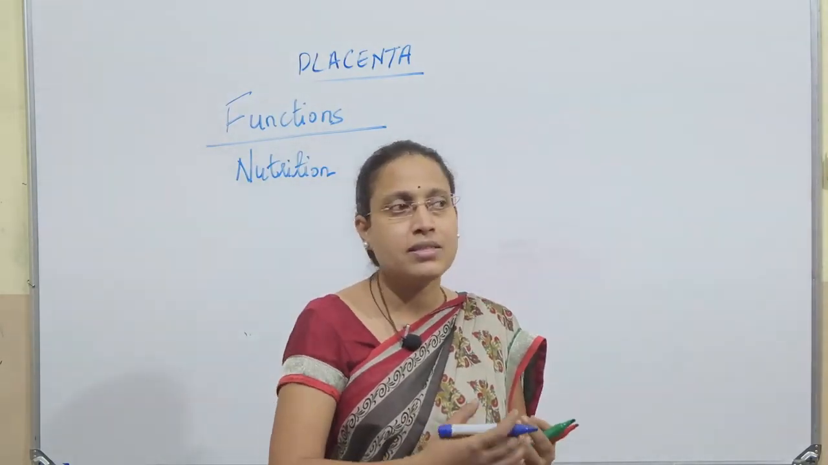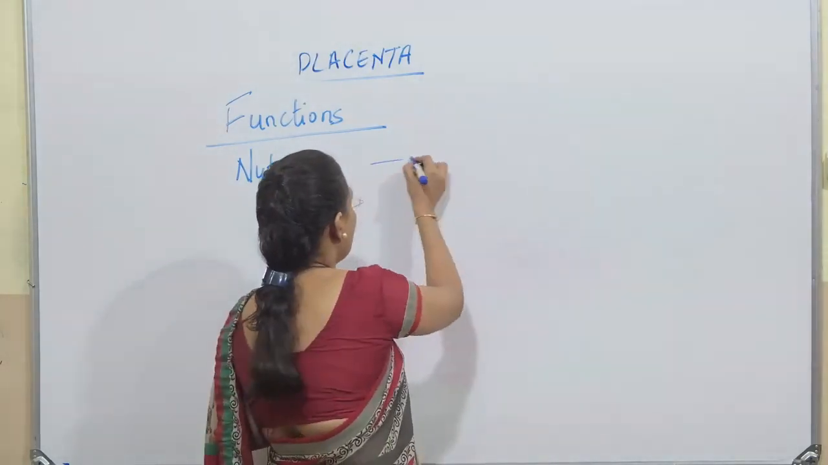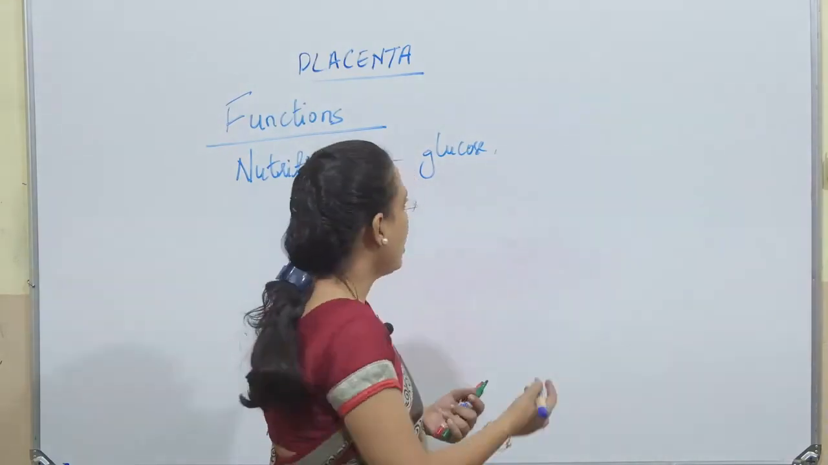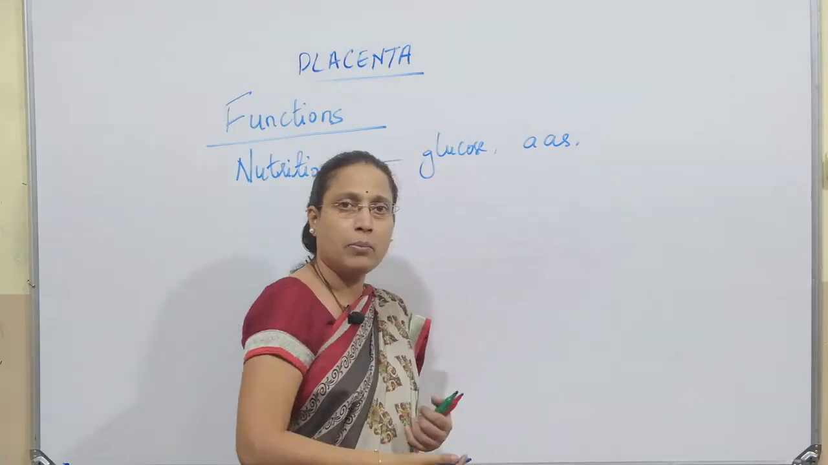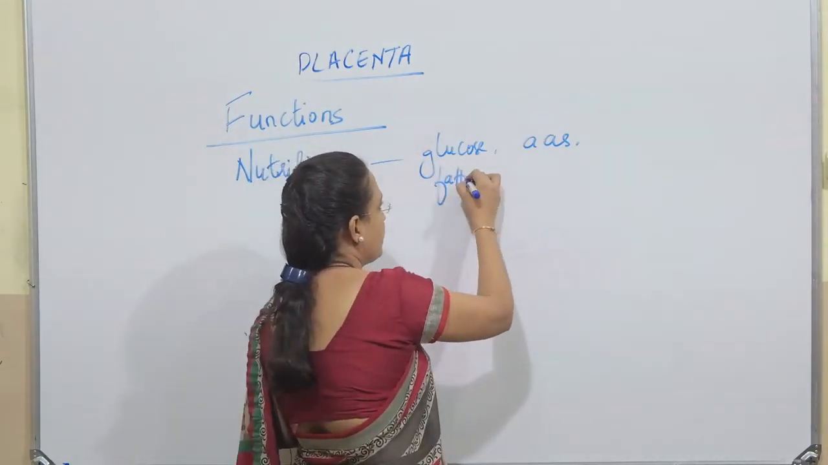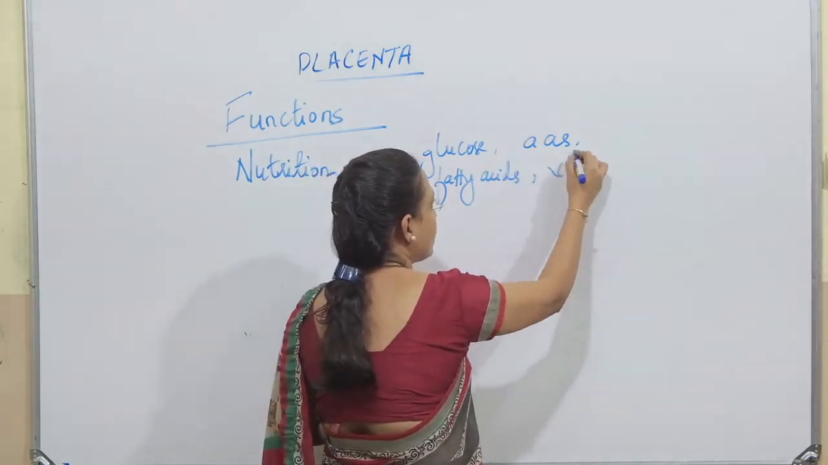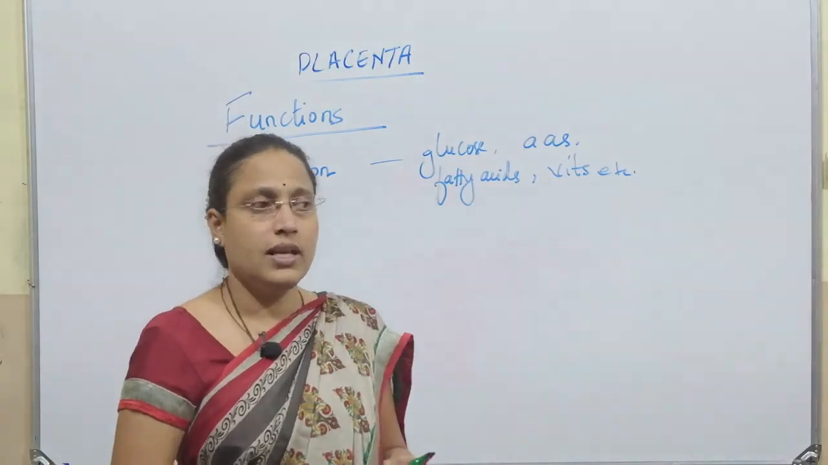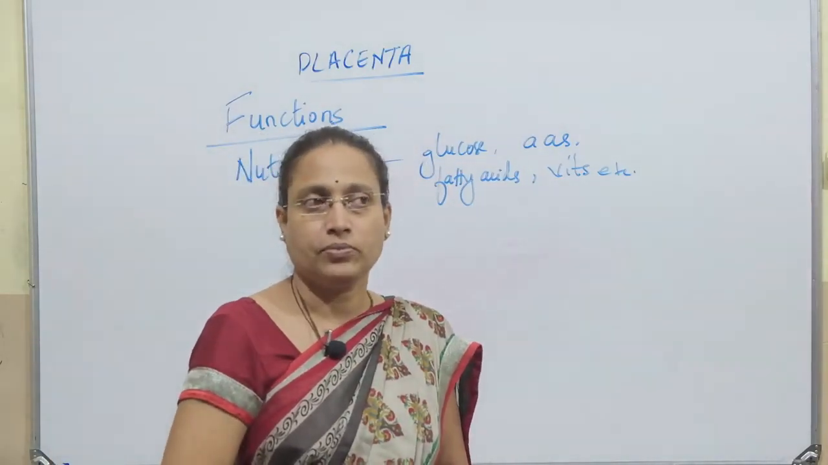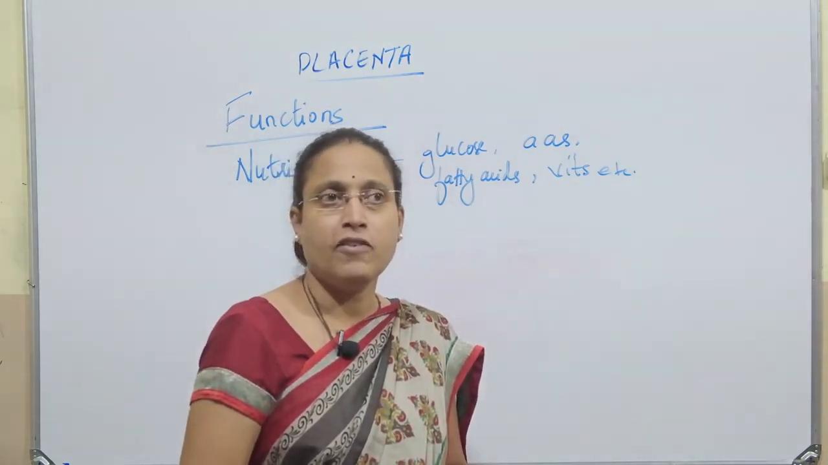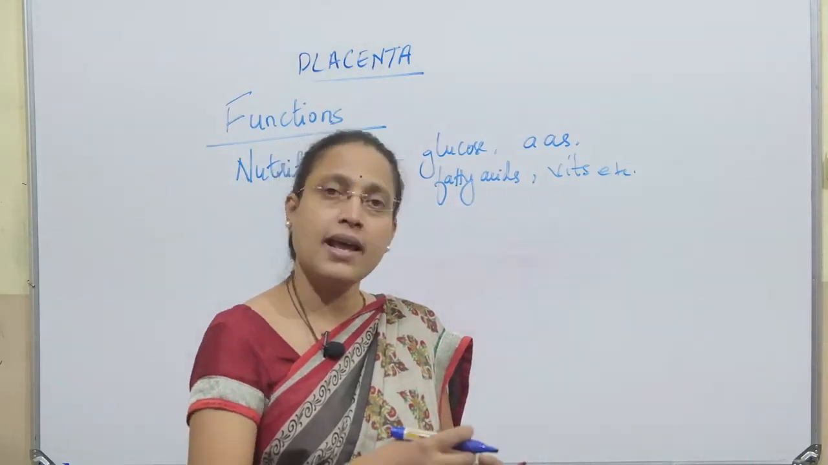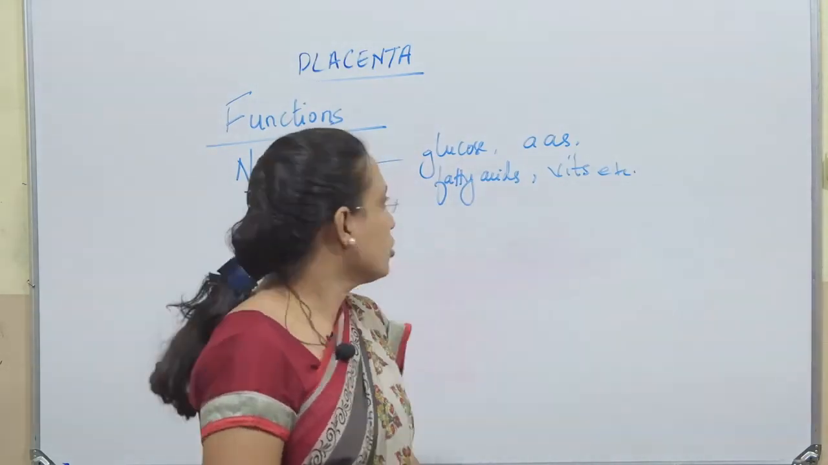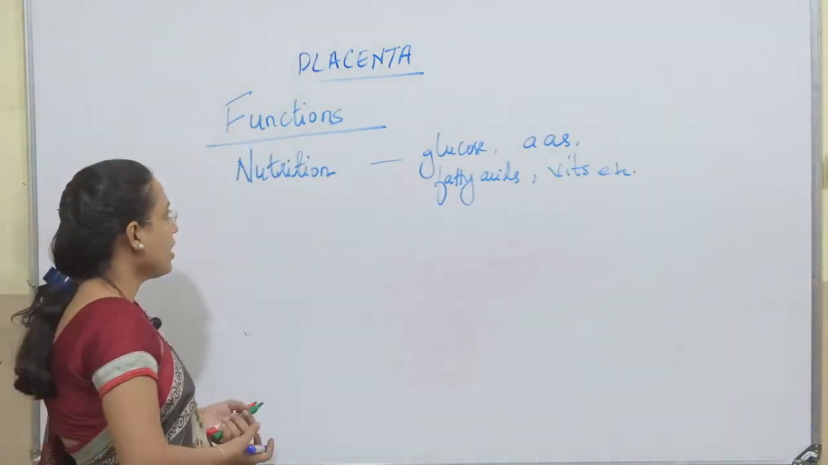What are those nutrients that pass through the placenta and go to the fetus? It can be glucose, which is an important nutrient passing from mother to fetus, and a source of energy. Apart from glucose, amino acids, fatty acids, and very important nutrients like vitamins. These are the nutrition that pass from mother to fetus. So the fetus gets food from the mother, and that food first passes to the placenta and then only reaches the fetus. It should get through the placenta itself. So that is about the function of the placenta.